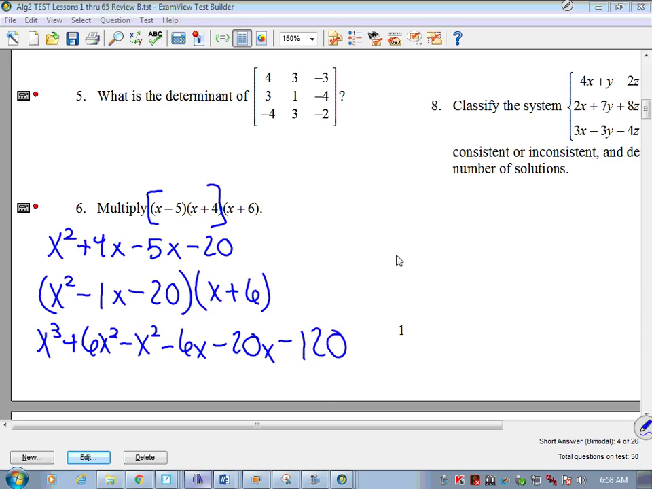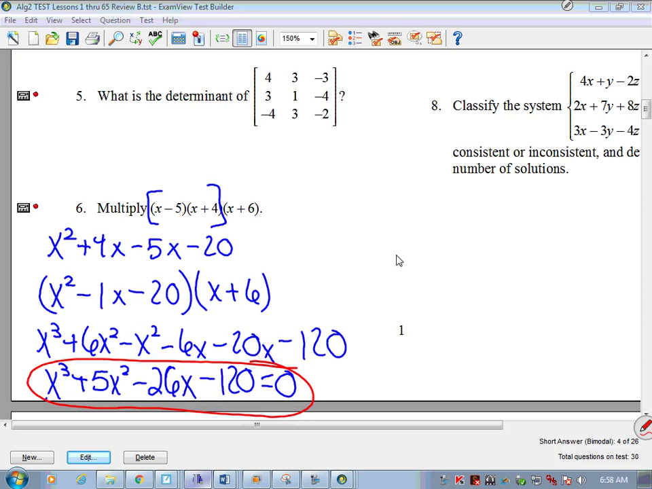Finally, we want to combine like terms. X cubed is the only thing we've got here. We have 6x squared minus 1x squared, so it's going to be positive 5x squared. Negative 6x minus 20x is negative 26x minus 120. Set that equal to 0, and we can see what our answer comes out to be. If we match up, x cubed plus 5x squared minus 26x minus 120 is our answer. So this is what you want. Okay, really not too hard. You're just going to FOIL twice.